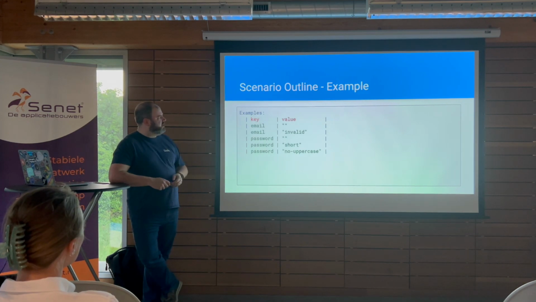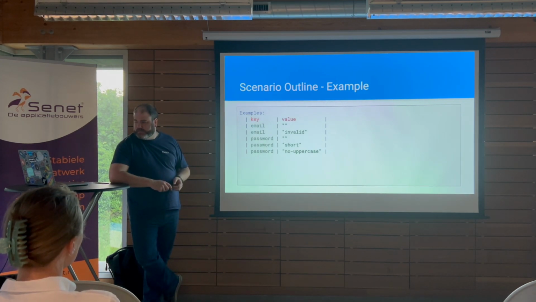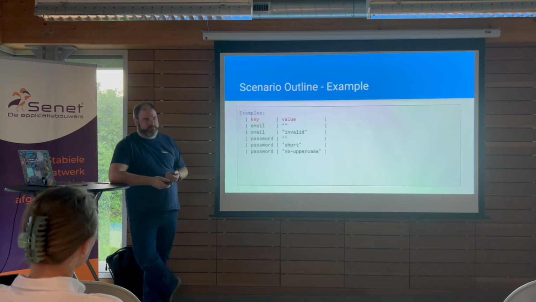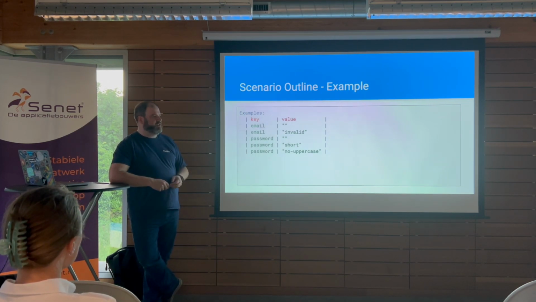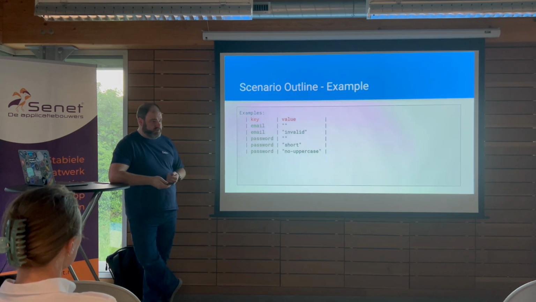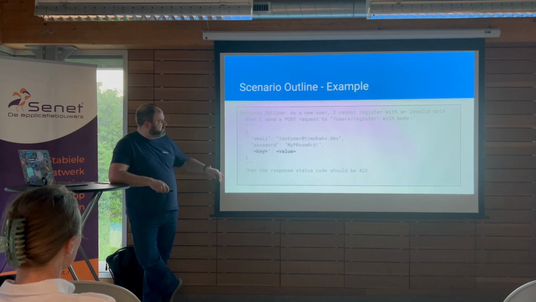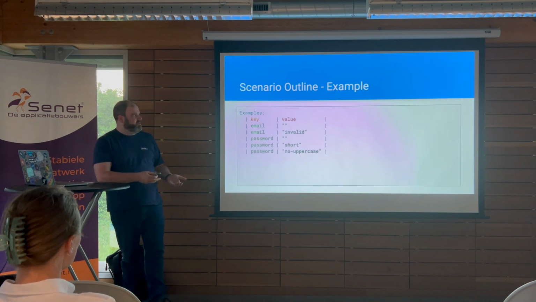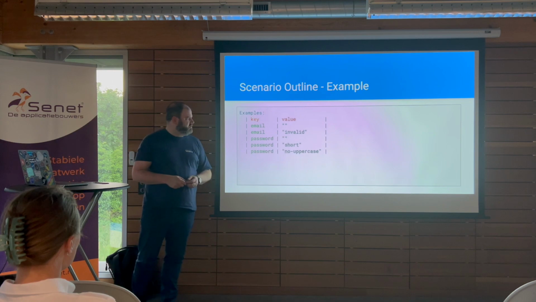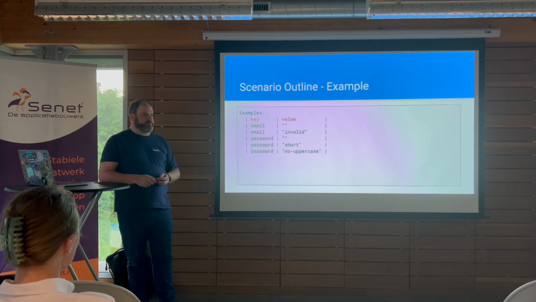You set the variable, so that the actual keys for your variables, and then you define the values that you want to run. So in this case, we want to make sure that the 422 that we saw in the previous test status is given when you have an empty email, or an email that isn't an email, or any kind of password that isn't valid.